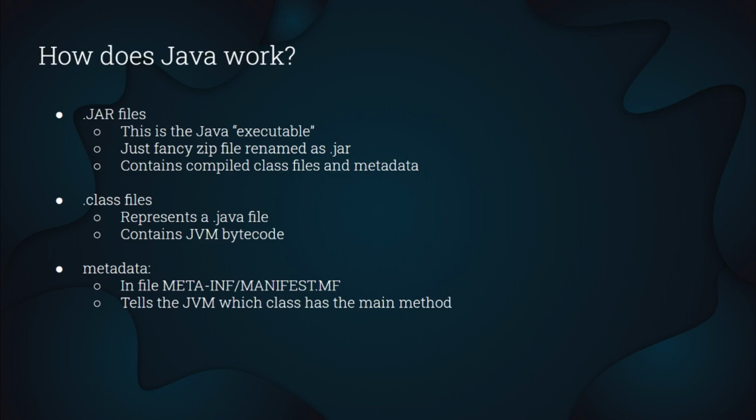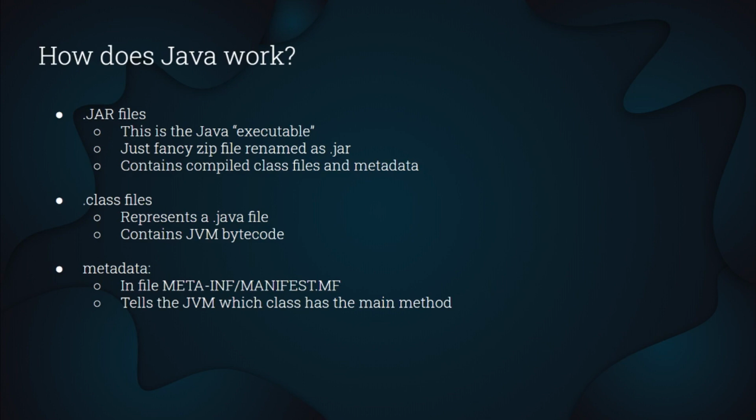So to start, a little bit about how Java works. Say you have a Java project. This is going to contain a lot of Java files. Each one of these Java files will be compiled into a .class file, and this all will be placed into a .jar file. And this .jar file represents the executable. This is the Java executable, and it's the thing that you can click on to run your program.